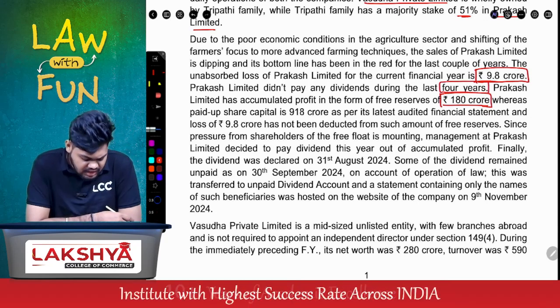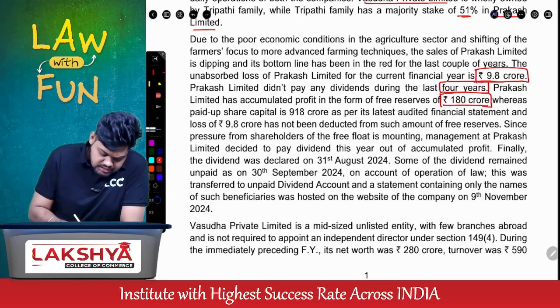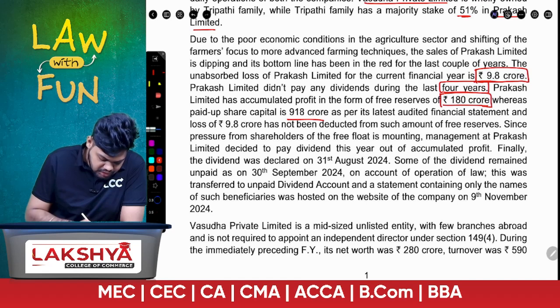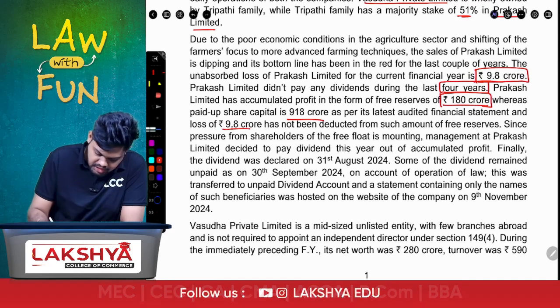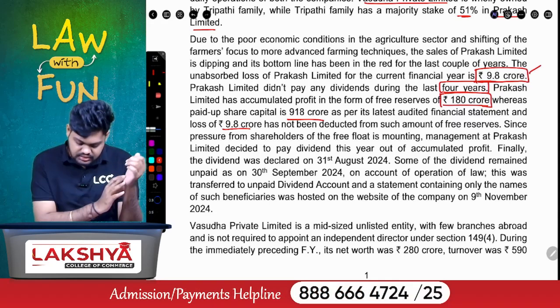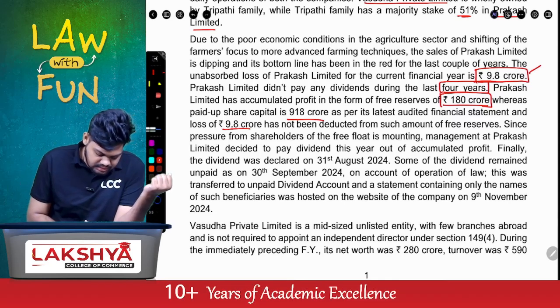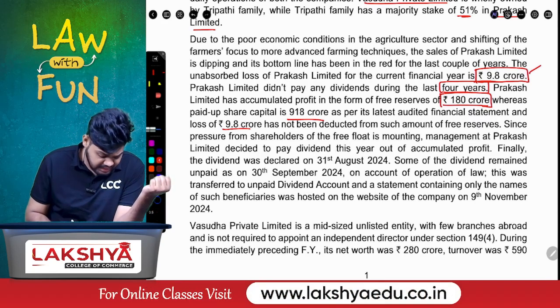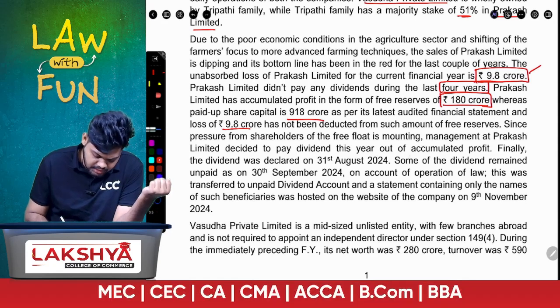Continue the question, guys. The paid up share capital of the company is 918 crores, as per the latest audited financial statements, and a loss of 9.8 crores as we discussed earlier. This loss has not been adjusted from these reserves. Since pressure from the shareholders of the free float is mounting, management at Prakash Limited decided to pay dividend this year out of the accumulated profits.